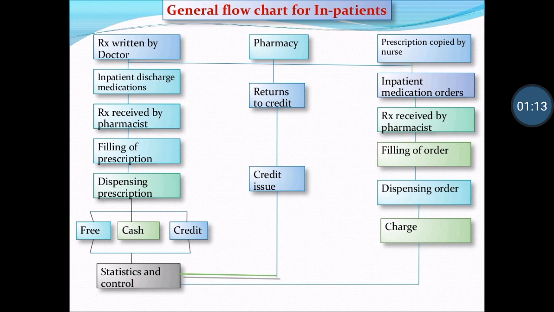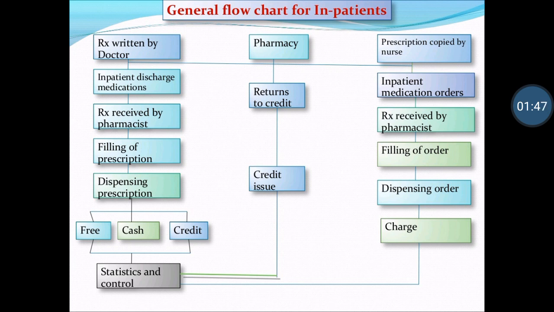These are the disadvantages. Then the general flow chart for inpatients. Inpatient means an admitted patient. The flow chart for the admitted patient begins with the prescription written by the doctors, including inpatient discharge medications. Then it is received, and the prescription is filled and dispensed, as free, cash or credit. Free means free medicine, cash means cash payment, and credit means that after some time he can pay the bill.